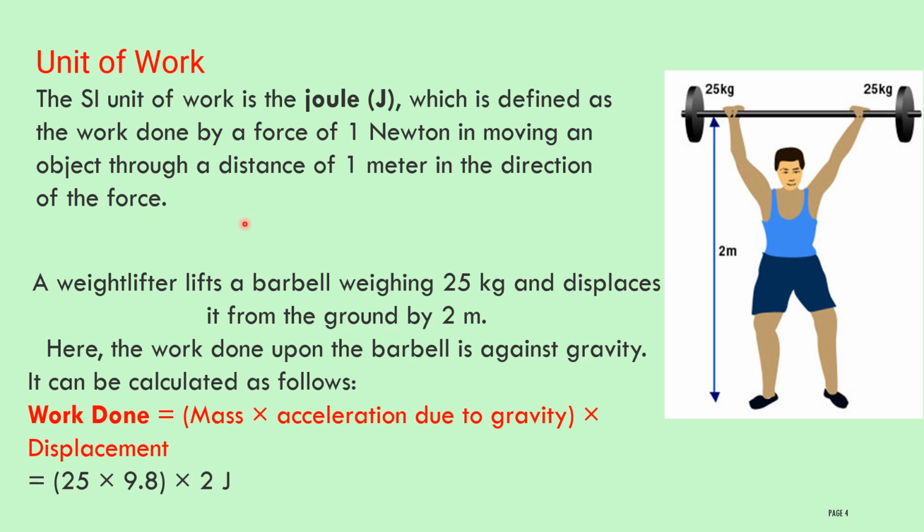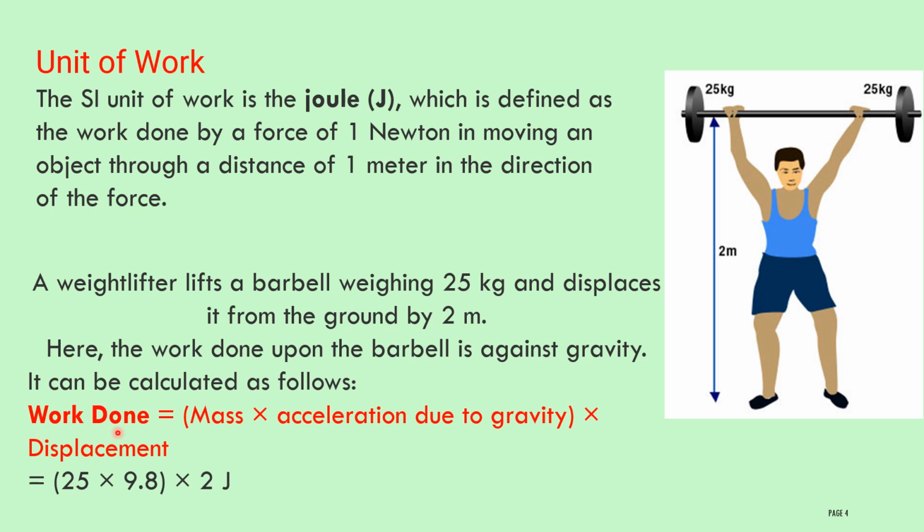Let us solve the problem here. How will we calculate the work done? A weight lifter lifts a barbell weighing 25 kg and displaces it from the ground by 2 meters. Here the work done upon the barbell is against gravity. Against the gravity you are lifting the barbell.